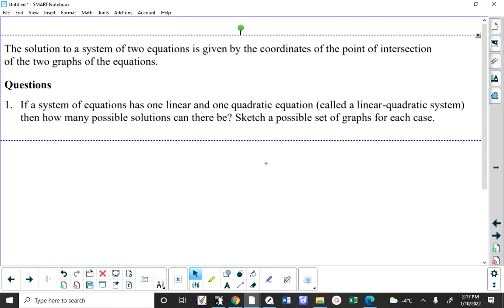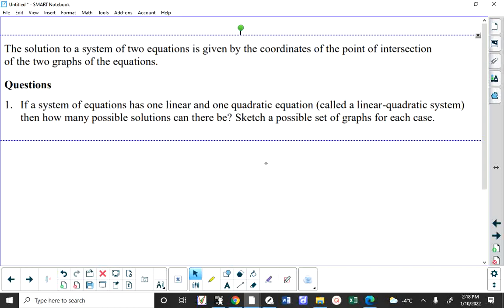Here's the first question. If you had a system of equations and one of the equations was linear and one was quadratic, how many different solutions to that system might there be? Keep in mind, the solution to the system is the point of intersection. So I would like everybody to ponder that. If you draw the graph of a quadratic function and you draw the graph of a linear function, my question to you is, how many different places could they intersect? Who's got an answer for me?